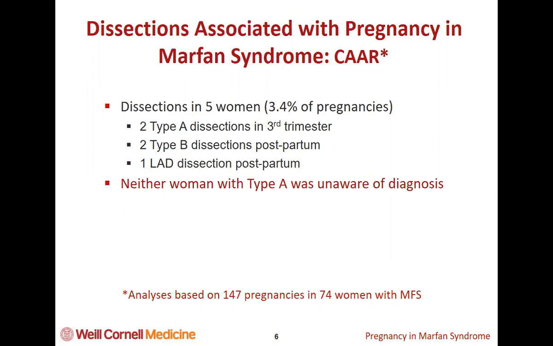And although I will not show you the data, a retrospective analysis by the Paris group published in 2009 described 6 dissections in 160 pregnancies, 3.8%, or very close to these 2 registries that I've described, and only 3 of these women, or 50%, were aware of their diagnosis.